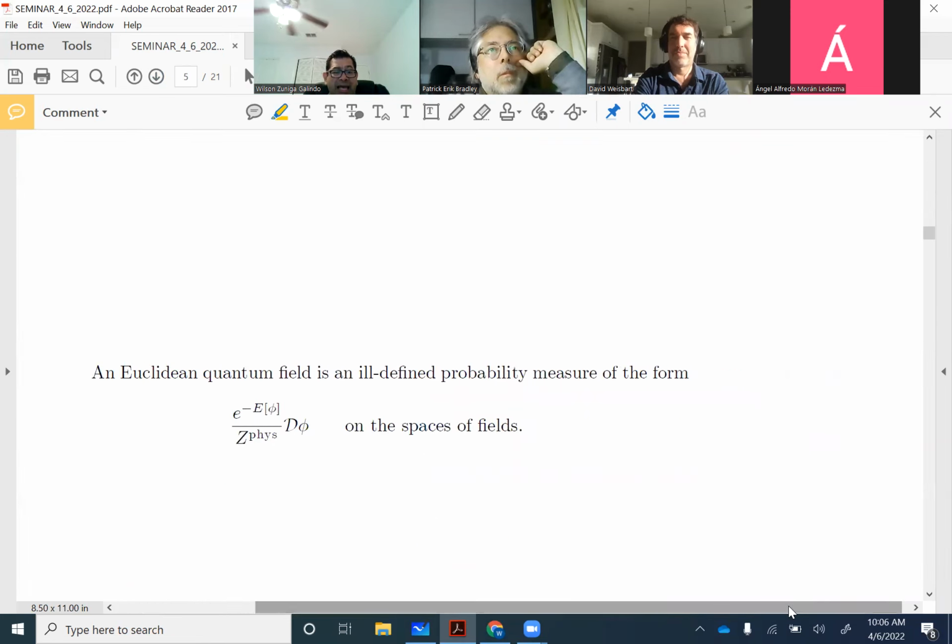Now, we can say, from a mathematical perspective, and this is very important, that a Euclidean quantum field theory is an ill-defined probability measure of this form. This is the probability measure: this is the Boltzmann factor, this is the normalization constant, and this is the measure. This is a fictional measure, and it is supposed to be a probability measure on the space of fields.